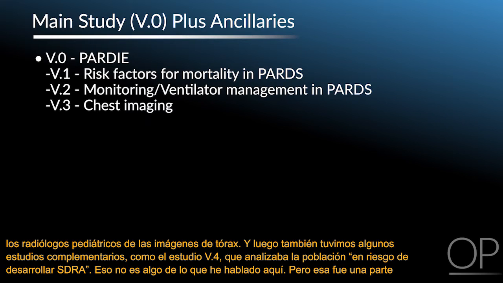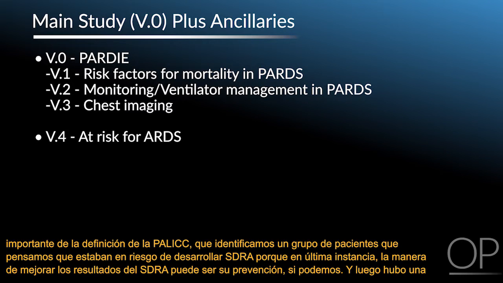And then we also had a few complementary studies like the V4 study, which was looking at the at-risk for ARDS population. That's not something I've talked about here, but that was an important part of the PALICC definition, that we identify a group of patients that we felt were at risk to develop ARDS, because ultimately the way to improve outcomes for ARDS may be to prevent it if we can.